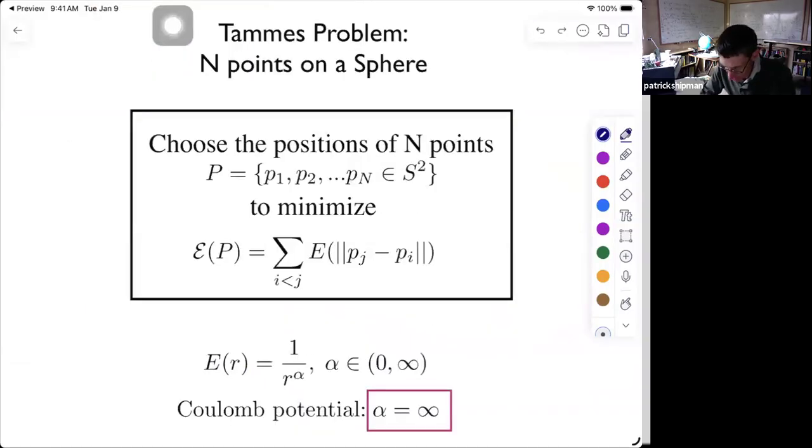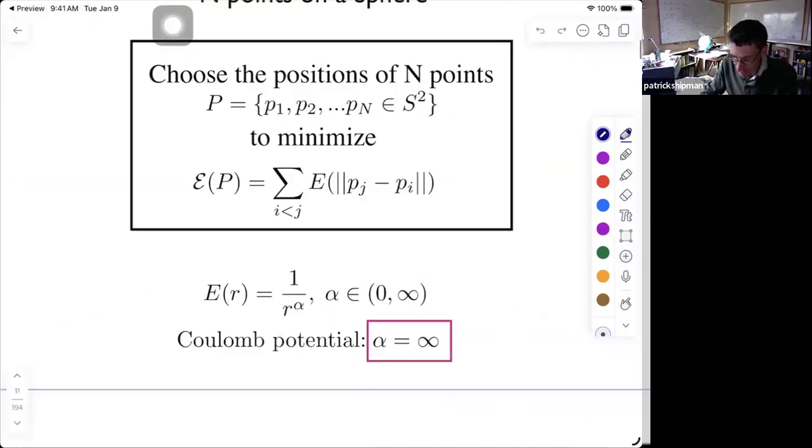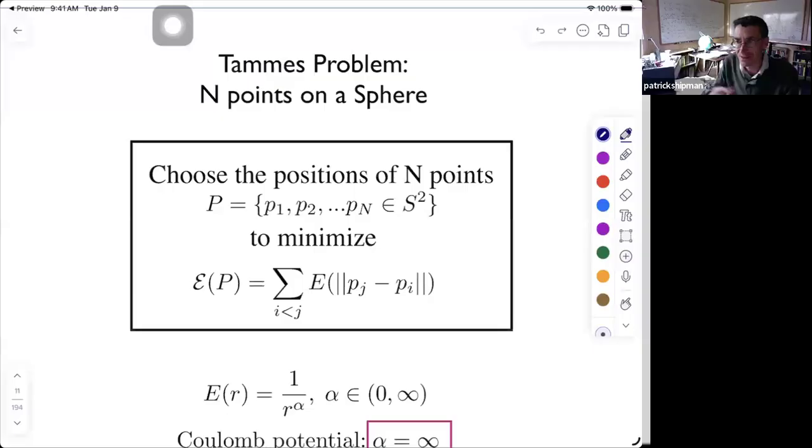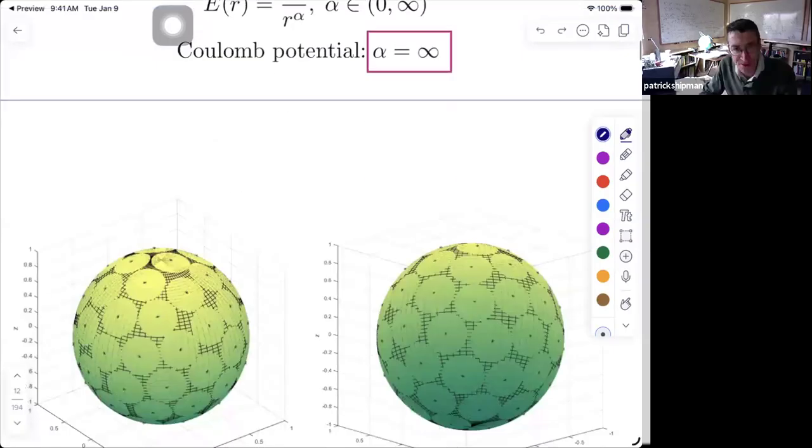There's a related problem called the Tammes problem, and that's really the same setup, except in this potential we're taking 1 over the radius to the infinity power, so that's equivalent to just asking that you want to maximize the minimum distance between any 2 points. So you place these n points on the sphere and you want the minimum distance between any 2 points to be maximized. Okay, so we'll come back to both of these problems in our discussion, particularly the Thomson problem though.